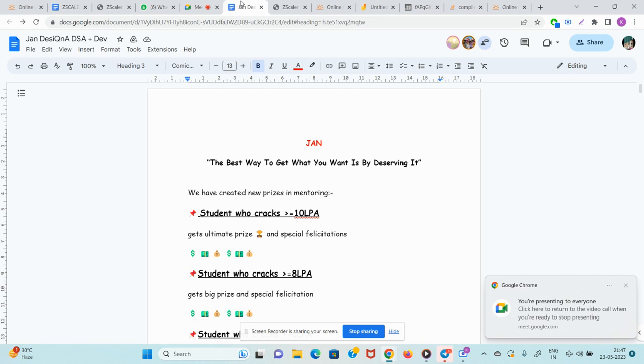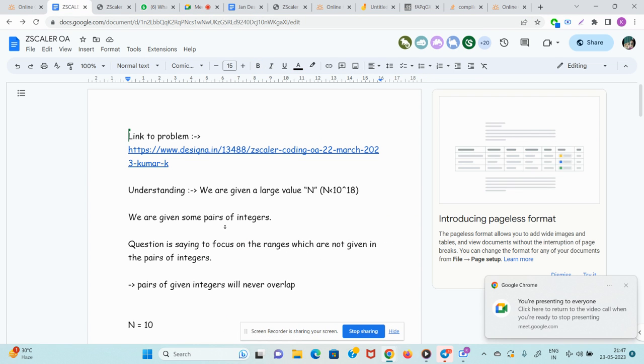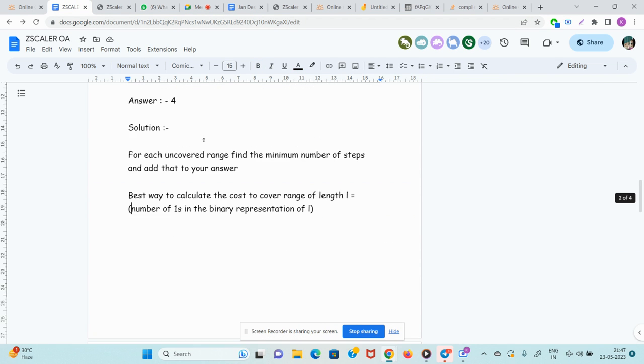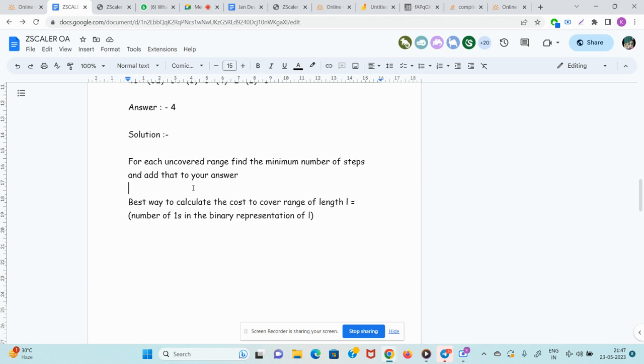Even if you did not know this concept, that the best way to calculate the cost to cover the range is binary, you could still solve the problem. By which algorithm? What algorithm would you use, guys? Let's say we are newborn people coming to this planet Earth. We don't know binary and this stuff. Then what will you do? How will you calculate the cost to cover the largest range of L? Let's see who answers in the chat.